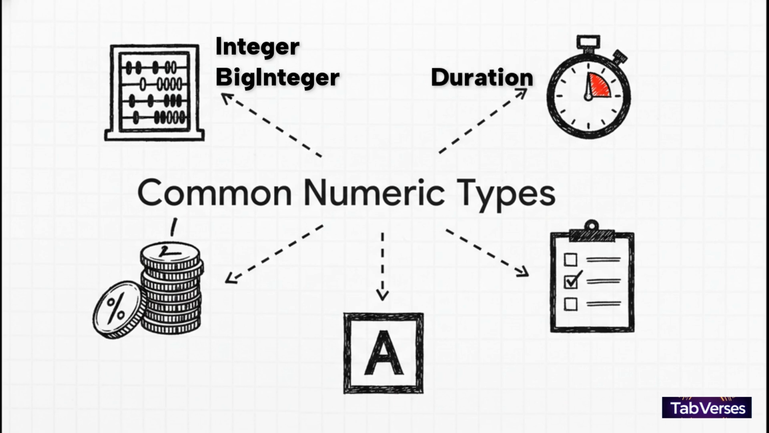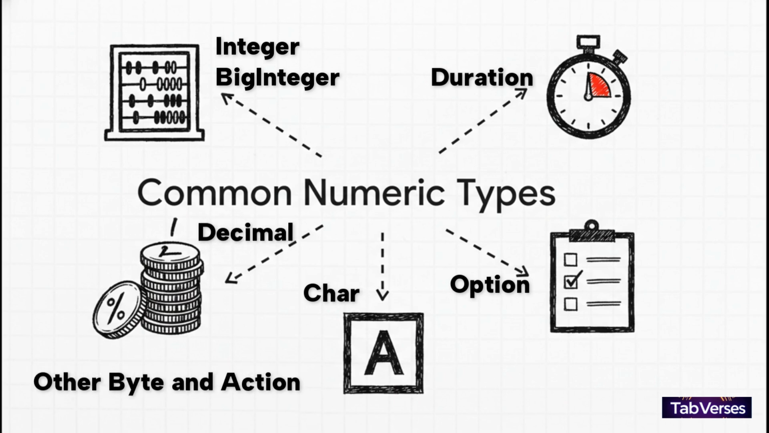But here's where it gets interesting. Both option, which is just a list of choices, and char, a single letter or symbol, are actually treated as numeric types on the inside. Why? Because behind the scenes, the system just stores them as numbers.